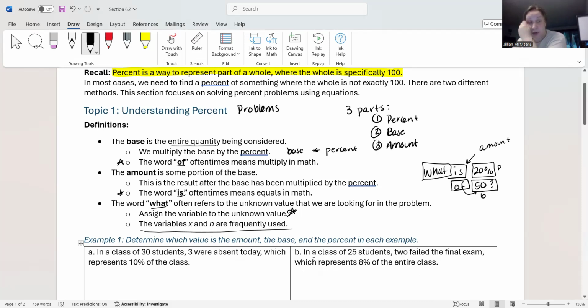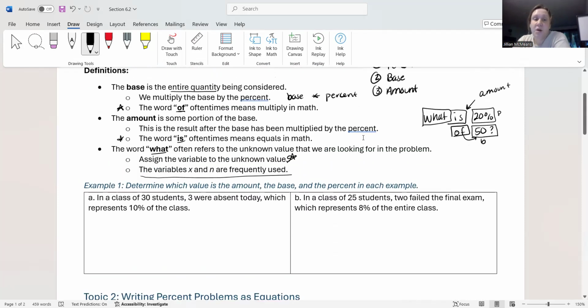We're going to do our first example here, and we're just going to label the parts of these problems. So example 1 says, determine which value is the amount, the base, and the percent in each example. For part A, it says, in a class of 30 students, 3 were absent today, which represents 10% of the class. Great. So what are these different parts to the problem? We know the base is the entire quantity being considered. We're talking about a classroom, there are 30 students. So 30 students is the entire quantity being considered. That's our base. And remember, the base is the entire quantity.